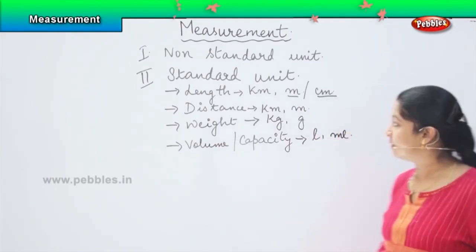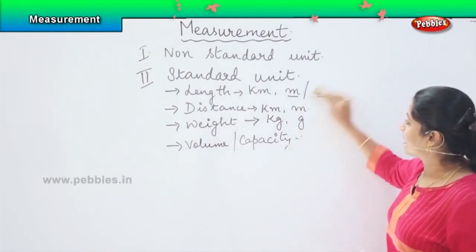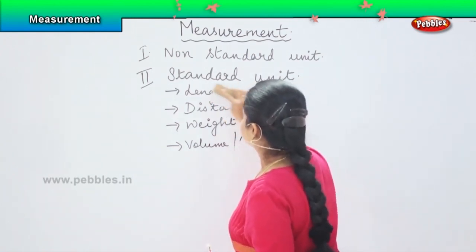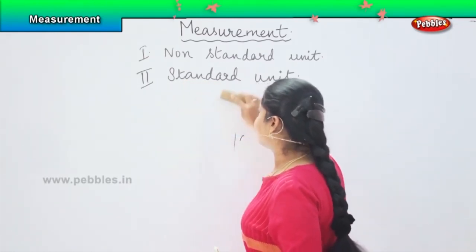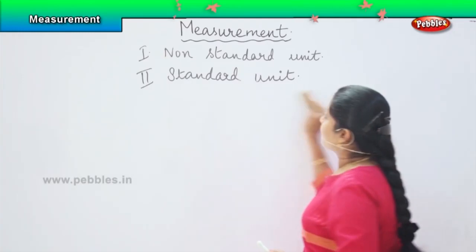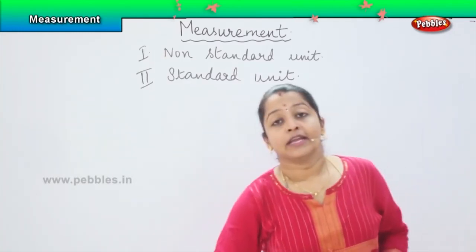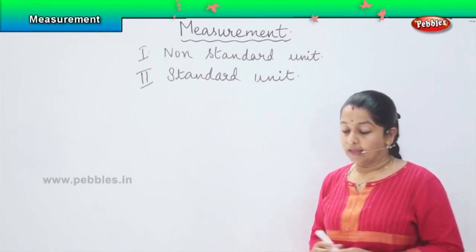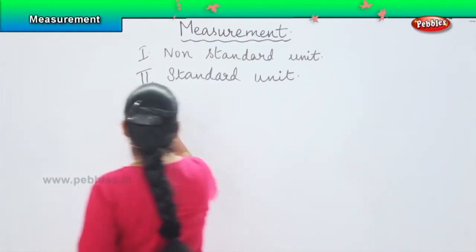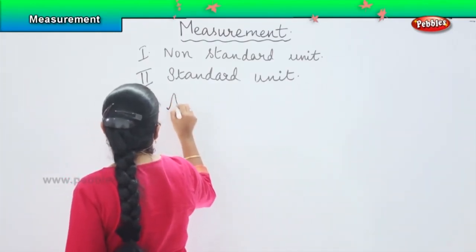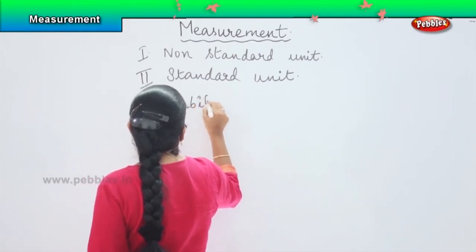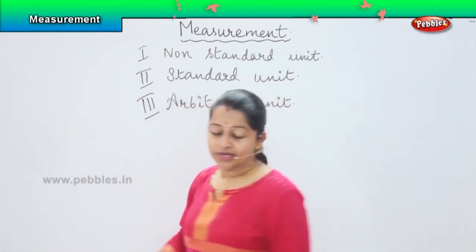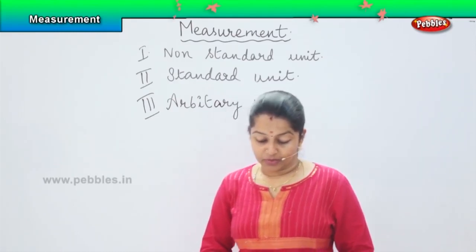Is it clear, children? Have you understood the non-standard methods and the standard methods? And I hope you have understood the difference between the first and the second one, right? As I said, the first one we use to measure the approximate value, whereas the standard unit gives us the exact value of the particular product. Okay. The last one is the arbitrary units. Arbitrary units. So, what do you mean by arbitrary unit?